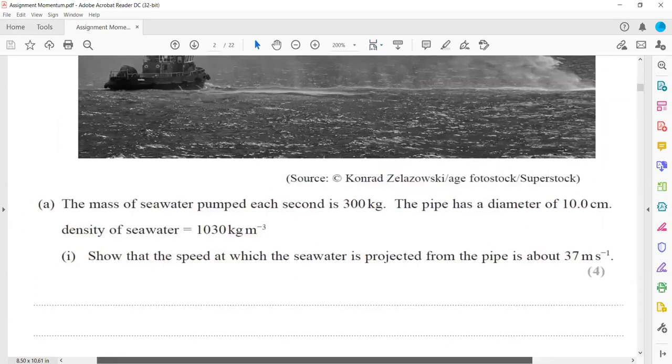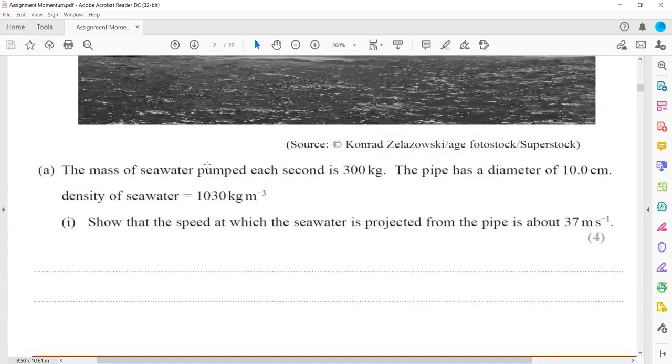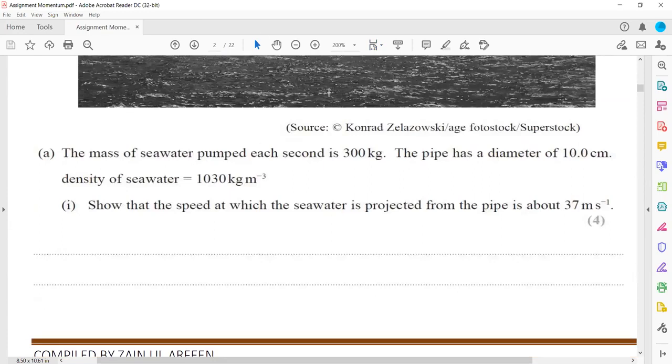So in the first part, they're saying the mass of seawater which is pumped each second is 300 kg. That's the mass. The pipe has a diameter of 10 centimeter and the density of the seawater is 1030. We have to calculate the speed at which the seawater is projected from the pipe. We have to show that it is about 37 meters per second.